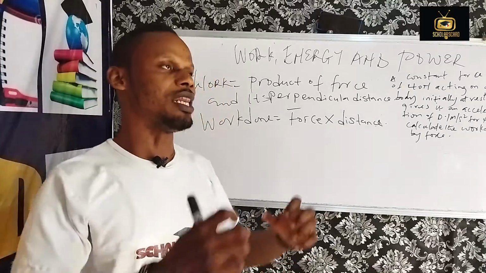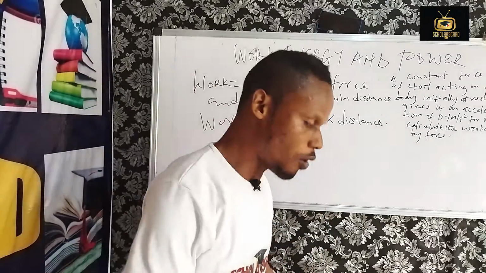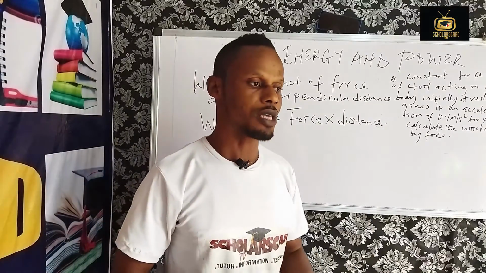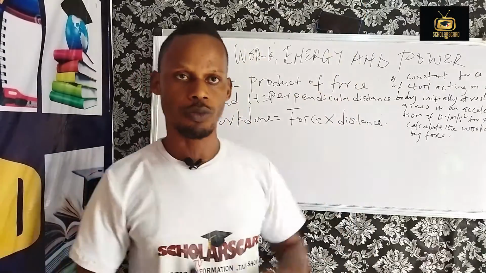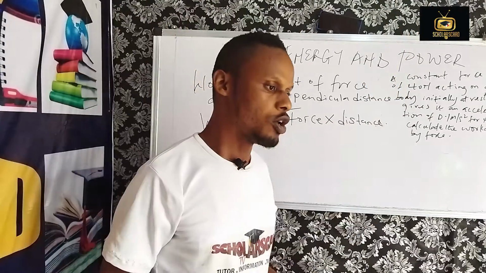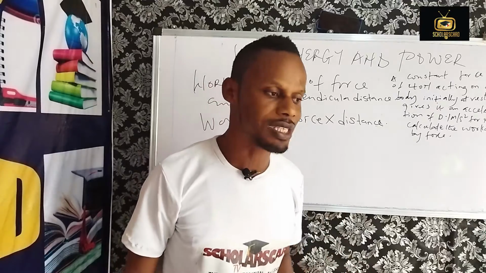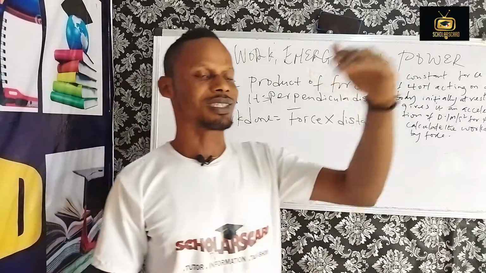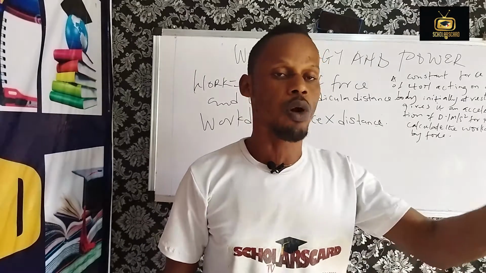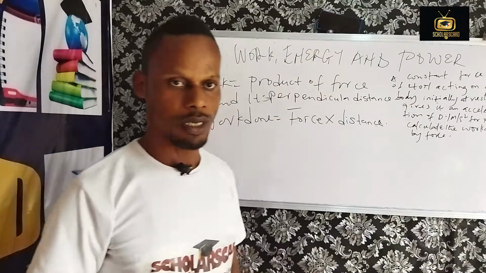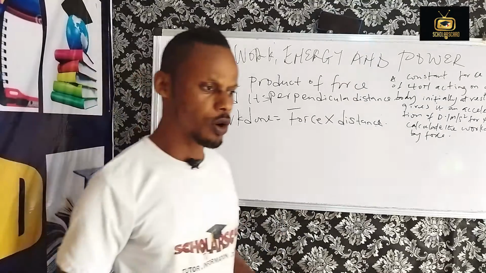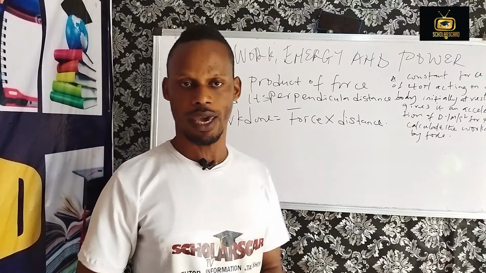For example, when I lift a load from down to up, I have done work against gravity, because whatever goes up must surely come down. Or for example, a boy climbed a staircase, two steps, two distances, which means he has done work against gravity. Which means we have gravitational work done as the work done against the gravitational influence of the earth.